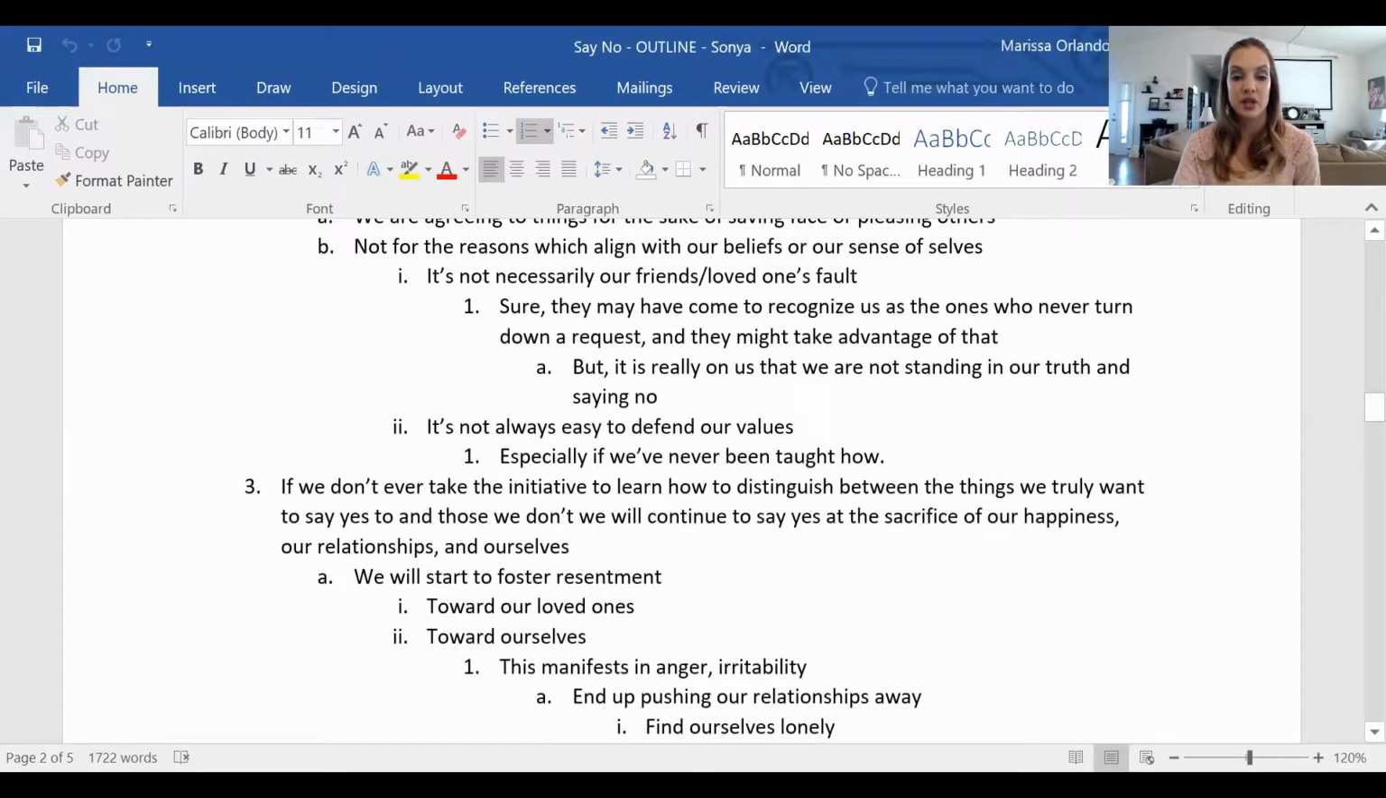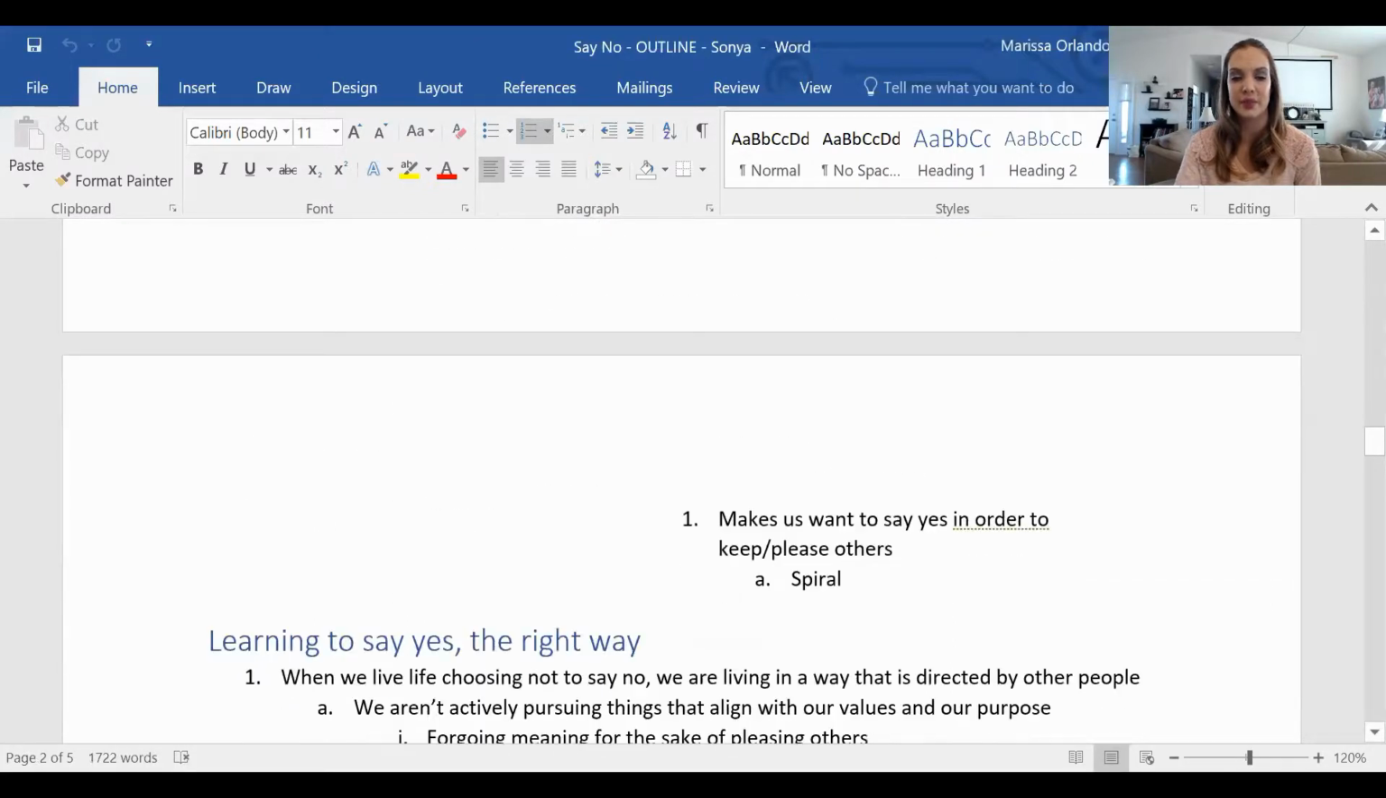"If we don't ever take the initiative to learn how to distinguish between the things we truly want to say yes to and those we don't, we'll continue to say yes at the sacrifice of our happiness, our relationships, and ourselves." So really, really powerful. This is what happens if you don't fix this. You're basically kind of like shouting at them.